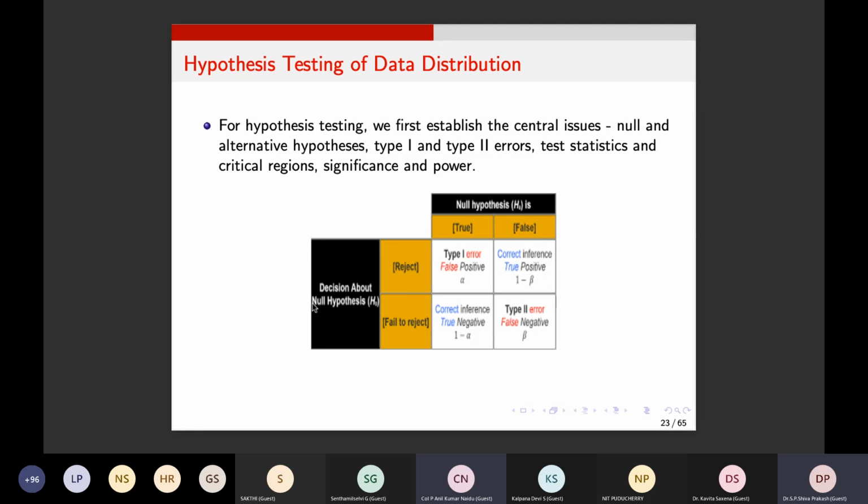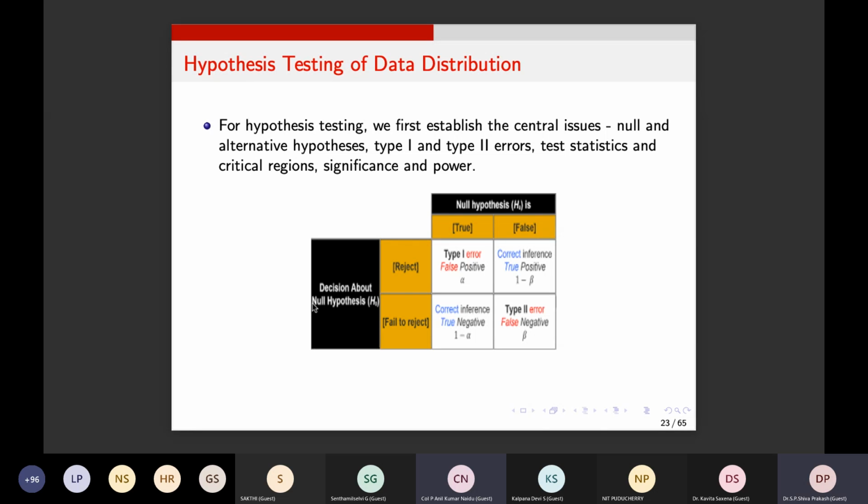Whereas if it draws a correct inference and you have a true positive, it is 1 minus beta, right? And you have a correct inference and a true negative, of course, 1 minus alpha. And for a type 2 error, a false negative, it's a beta decision.